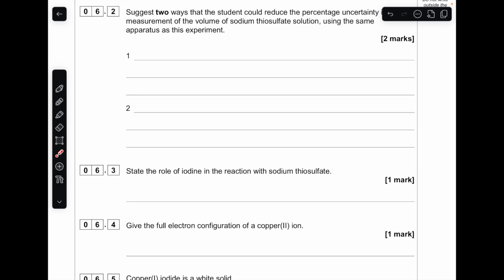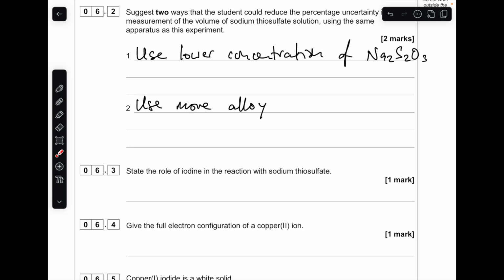Moving on to part 2, so we've got to suggest 2 ways the student could reduce the percentage uncertainty measurement in the volume of thiosulfate solution, but they've got to use the same apparatus. So basically what they need to do is try and get the titre bigger. It was only 9 in the experiment, so what's going to make the titre get bigger? They could either use a lower concentration of sodium thiosulfate, or they could use more of the alloy.